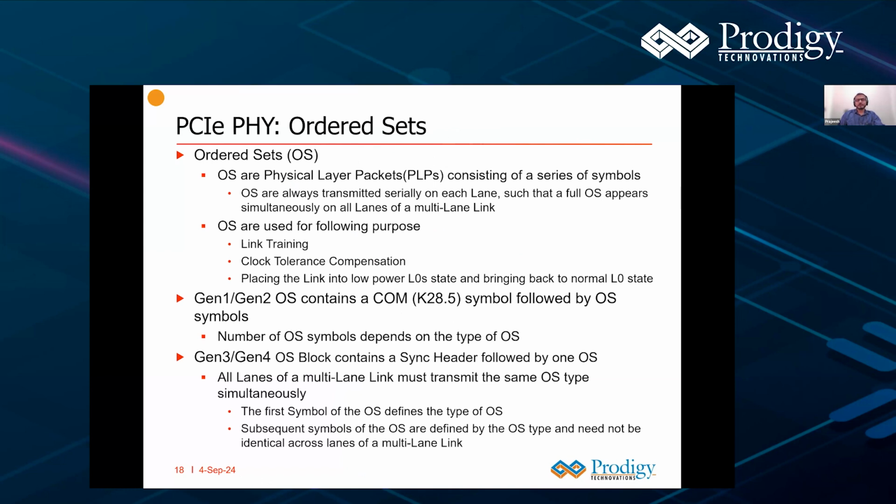For Gen 1 and Gen 2 ordered sets, since they use 8b/10b, there is a special skip symbol as part of the 8b/10b control characters. So it transmits the COM character followed by the OS ordered set packet. And a Gen 3, Gen 4 ordered set consists of a sync header followed by a full sequence of ordered set symbols. Not getting into the details of ordered sets, it is well defined in the spec what each symbol consists of. Ordered sets are always 128 bits in length.